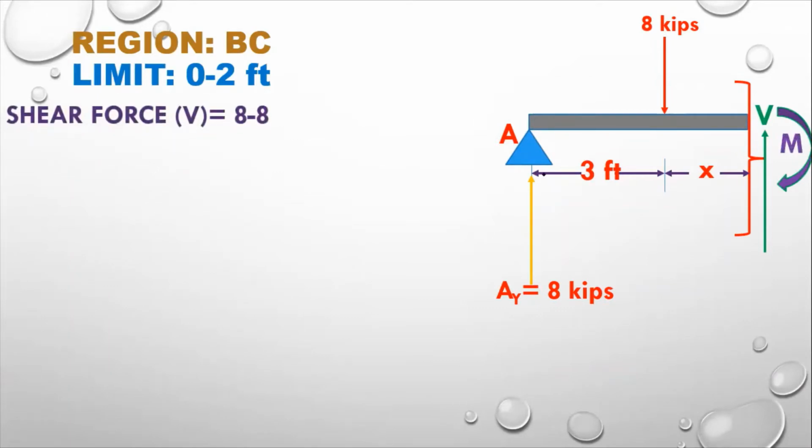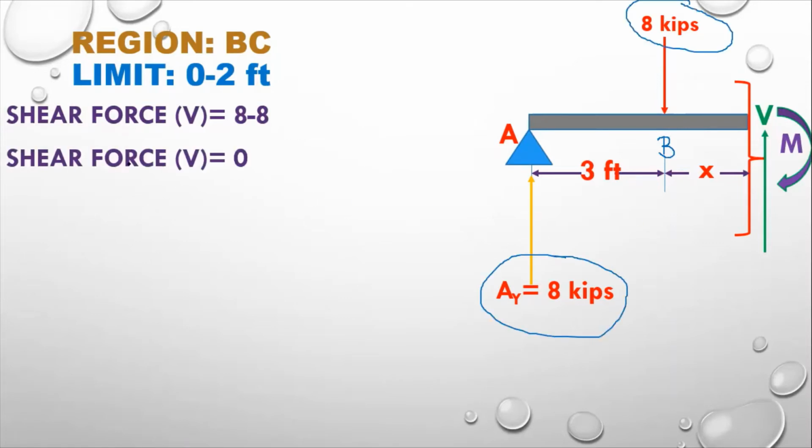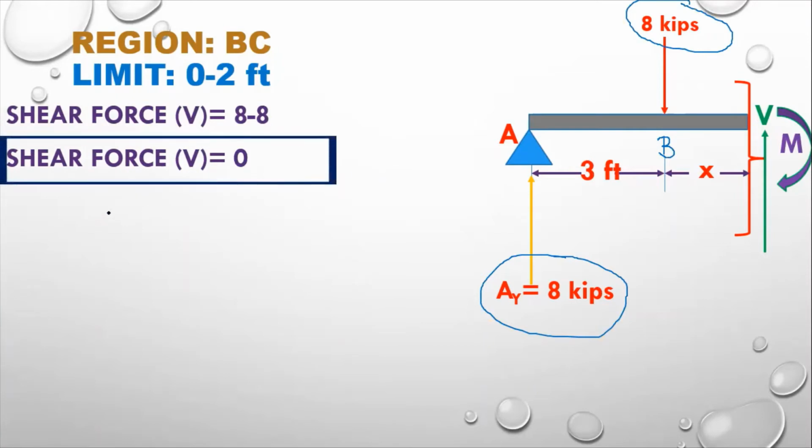So it is coming out to be 8 minus 8. Why is it so? When we sum up the vertical forces, it will be plus 8, and this one is minus 8. So it will cancel out and the shear force value comes out to be 0. Now for the bending moment, 8 will get multiplied by the whole distance from A to the section cut. So this is 3 plus x. And when we rotate this force here, it will be 8x.